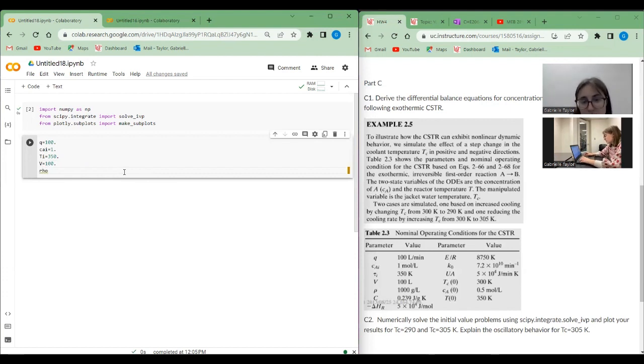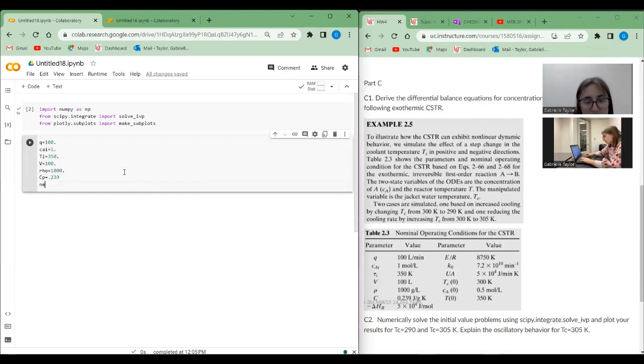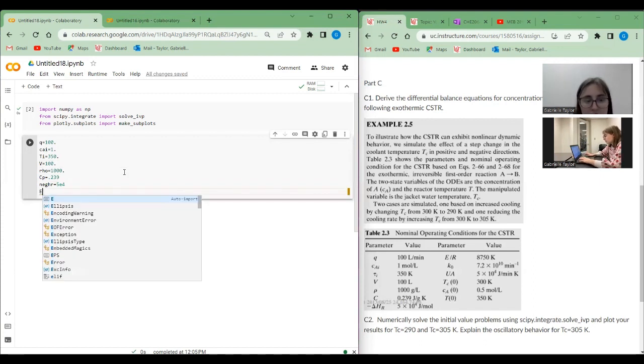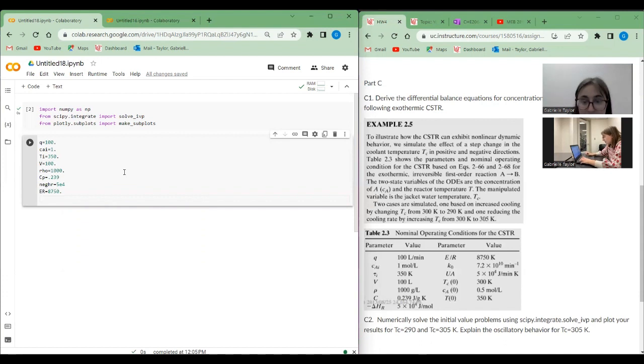Our rho is going to equal 1,000. And our CP, our specific heat, is going to be 239. Our negative RH is going to equal 5e4. And then our ER was going to be 8,750. And then our K naught is going to be 7.2e10. And then we have our UA, which is going to be 5e4.